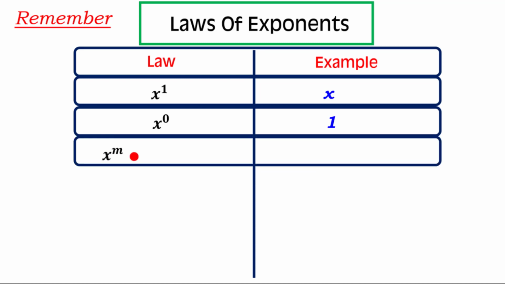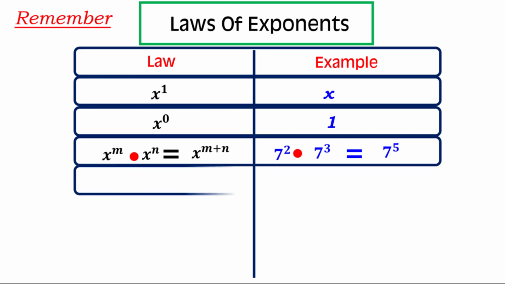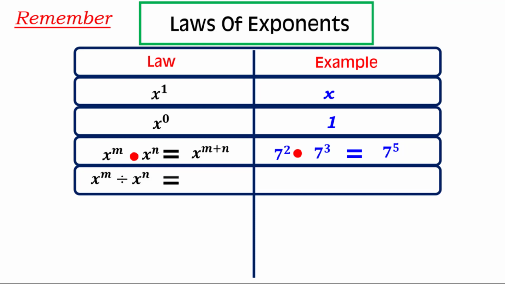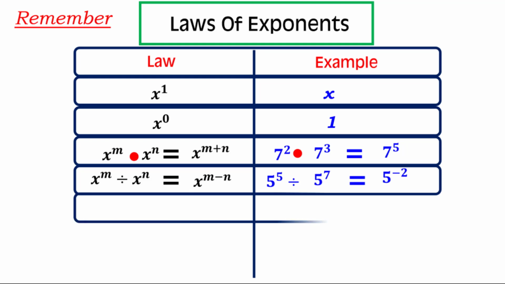In the multiplication rule, x raised to the power m times x raised to the power n, we write the same base and add the two indices. For example, 7 squared times 7 cubed is 7 raised to the power 2 plus 3, which equals 7 to the power 5. The next rule is division: just subtract the two powers, so it will be x raised to the power m minus n. For example, 5 raised to the power 5 divided by 5 to the power 7, we write 5 to the power 5 minus 7, which is negative 2.